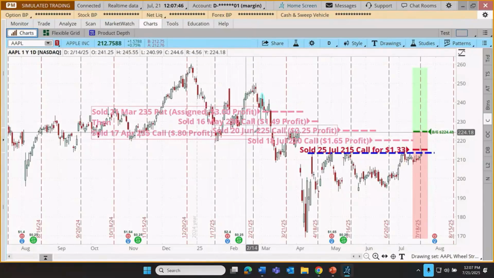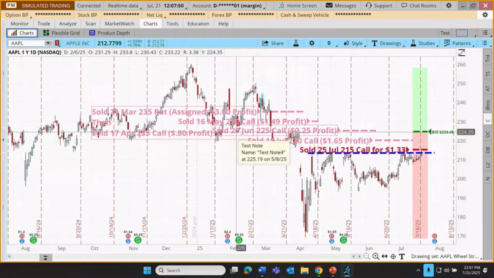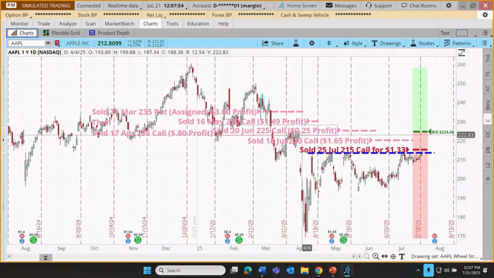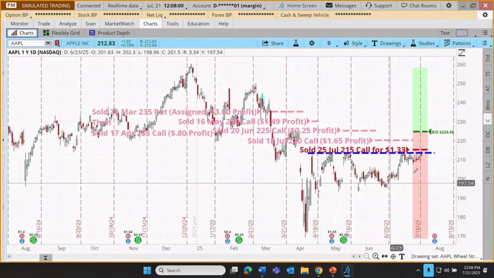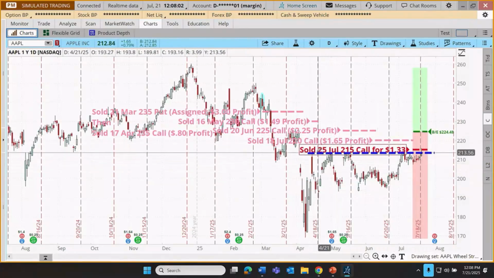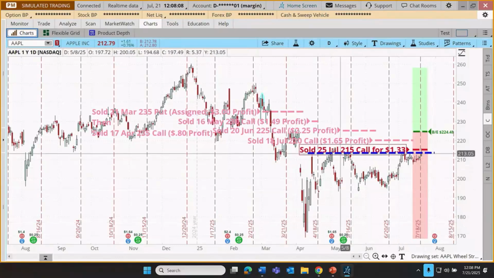We then sold a 20th of June, or sometimes we close them out. We don't always wait till expiration. But we sold the 20th of June 225 call. That was a $225 profit. Sold the 18th of June 220 call, $165 profit. And here we find ourselves. Stock has been rallying, but we're in for just a short period of time, expiring before earnings.